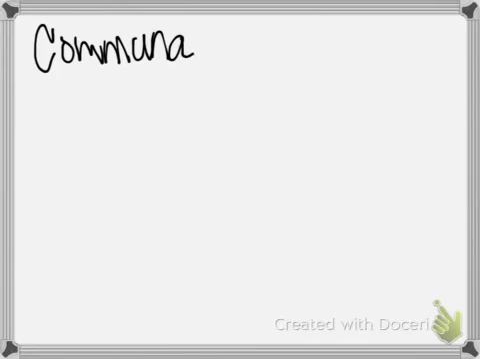I'm going to go over a cheat sheet on properties. So starting out with the commutative property. The commutative property is stating that if we move or change the numbers around, the product will still be the same. So this is with multiplication or addition.